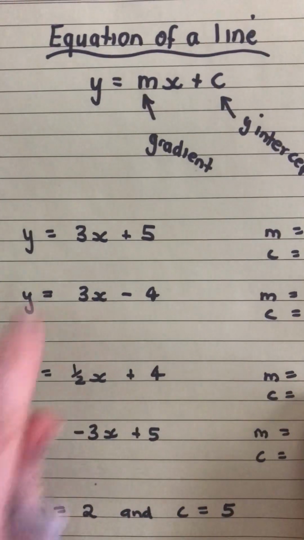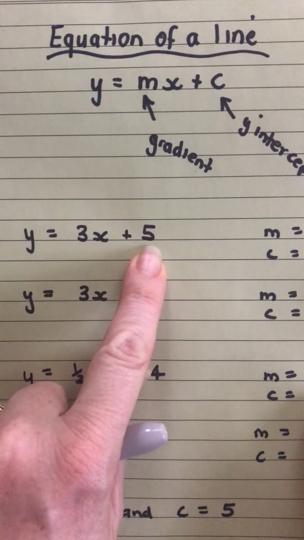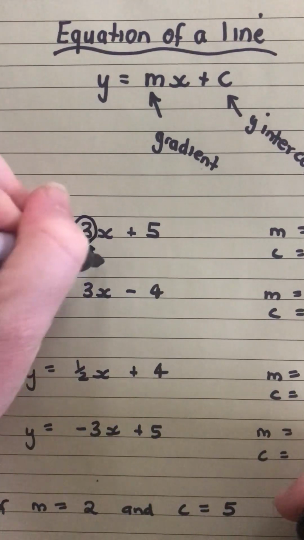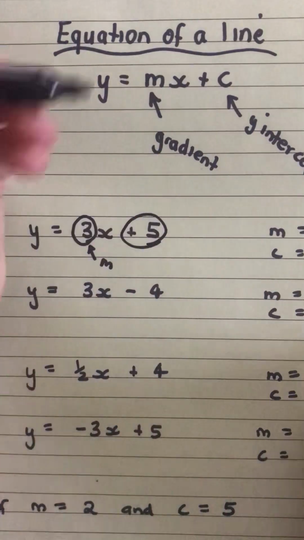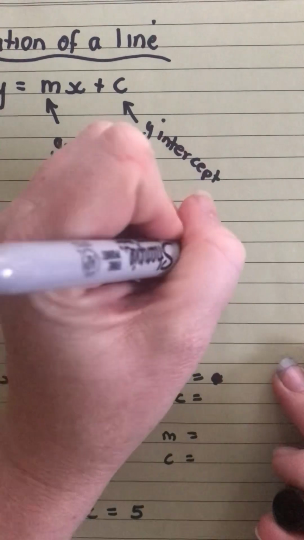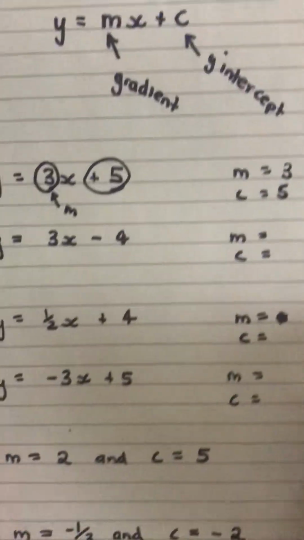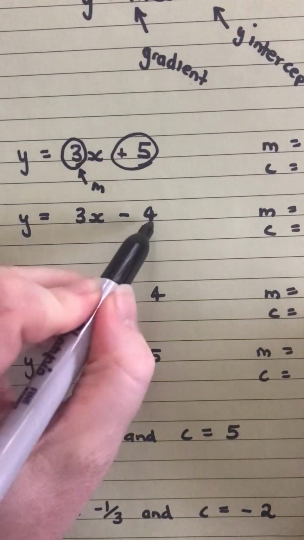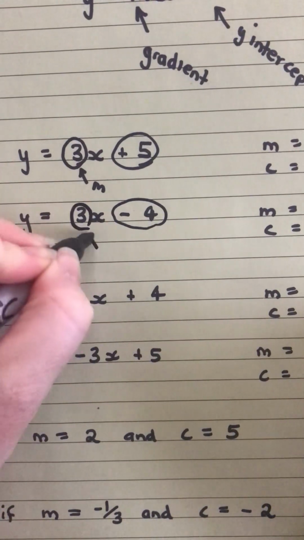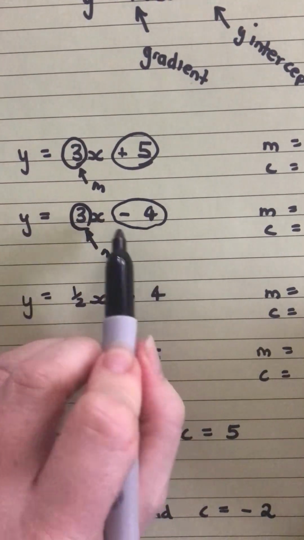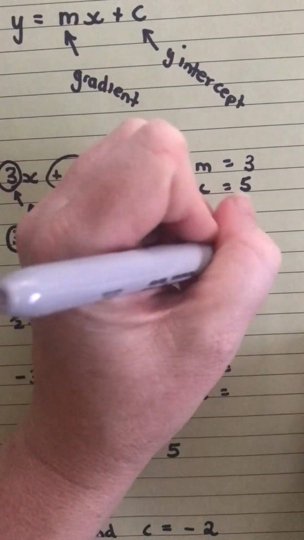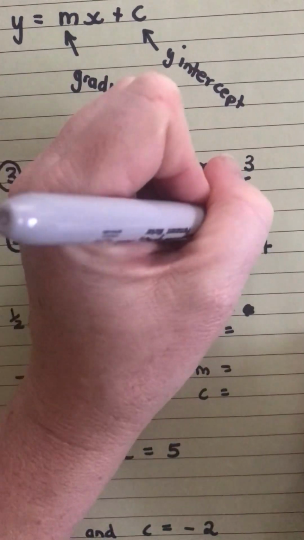So looking at the first equation, I've got 3x plus 5. So that means that my m, my gradient is 3, and my y-intercept is 5. So if I was asked that, I would have m equals 3 and c equals 5. In the next one, you'll notice it's a little bit different because we have a minus 4 there. So our gradient is 3, just like in the first one, but our y-intercept is negative 4. Always be careful to include that negative in your answer.